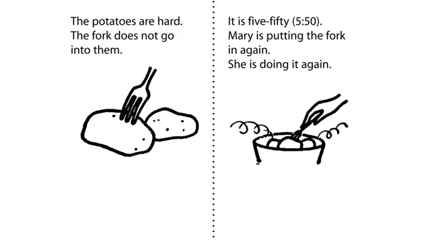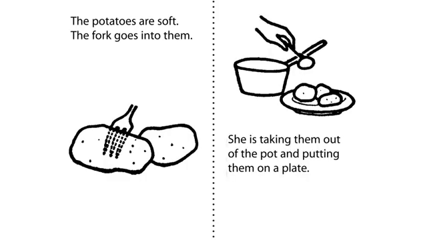The potatoes are hard. The fork does not go into them. It is 5:50. Mary is putting the fork in again. She is doing it again. The potatoes are soft. The fork goes into them. She is taking them out of the pot and putting them on a plate.